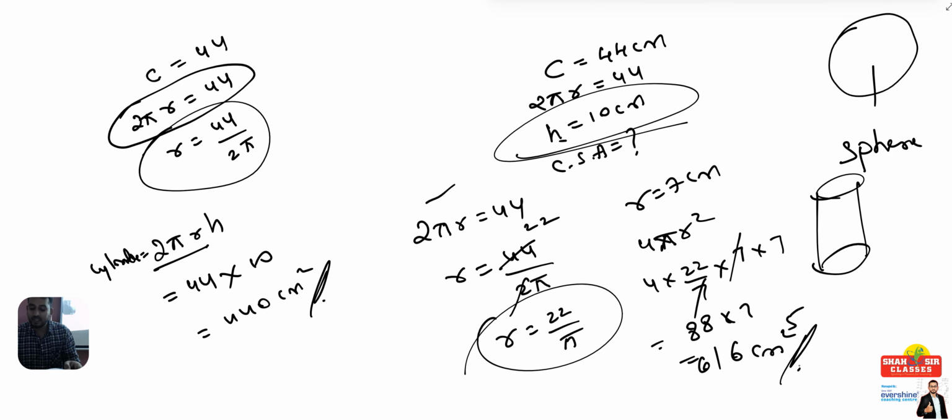So what is the mathematical relation between slant height and radius? What is the relation between slant height l, radius r, and height h? l is equal to root of h square plus r square. We did know, sir. That only, sir. Understood?